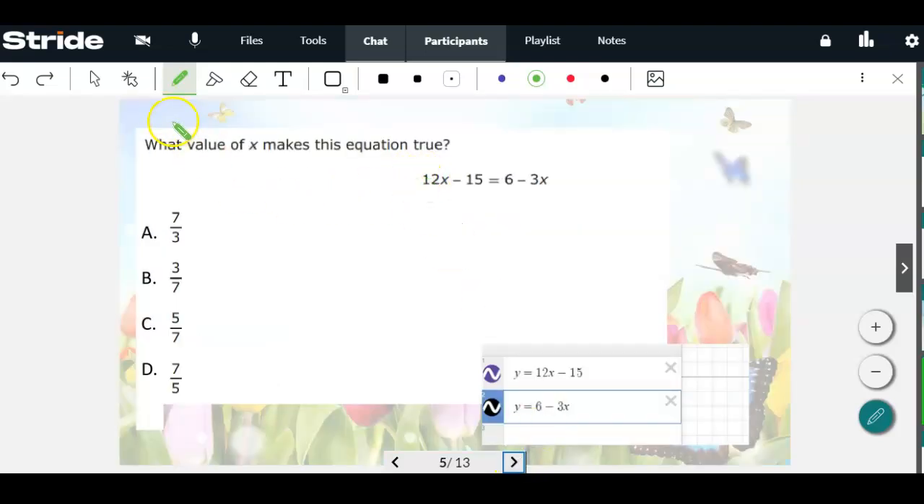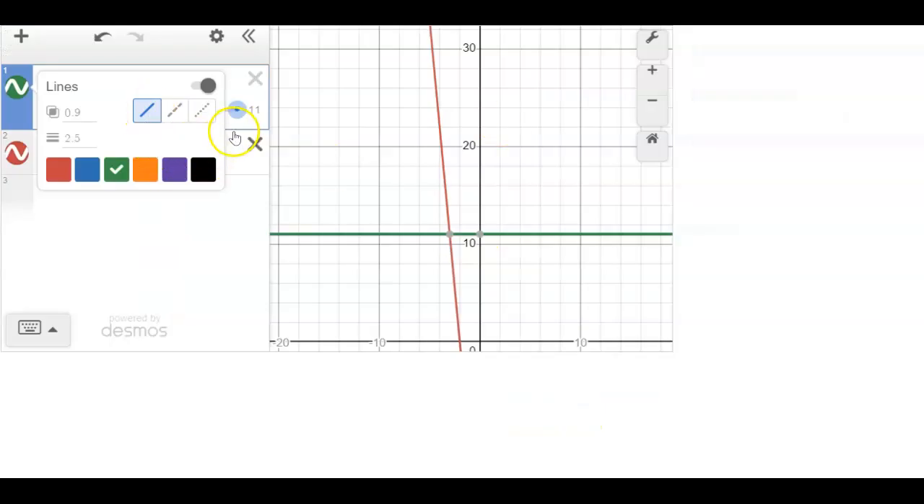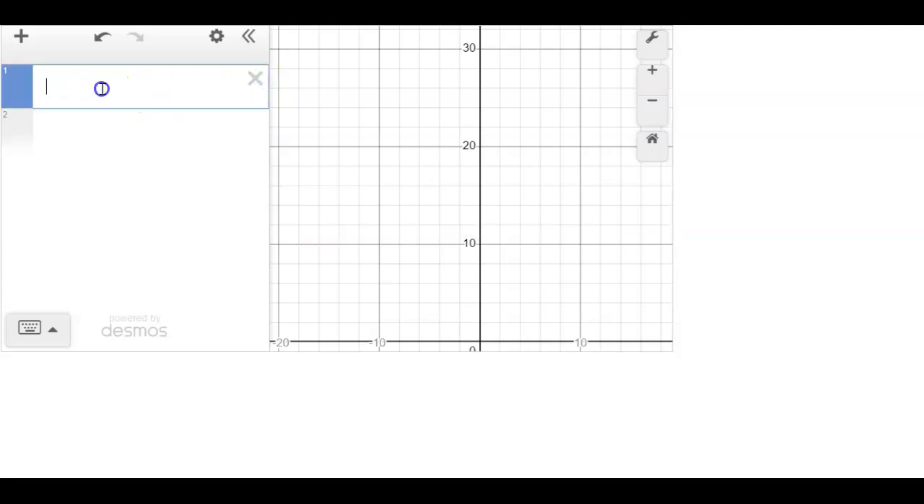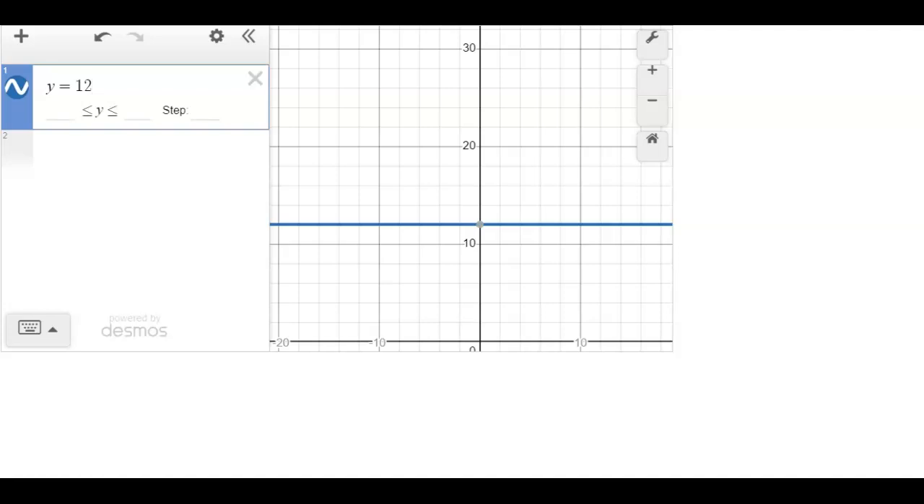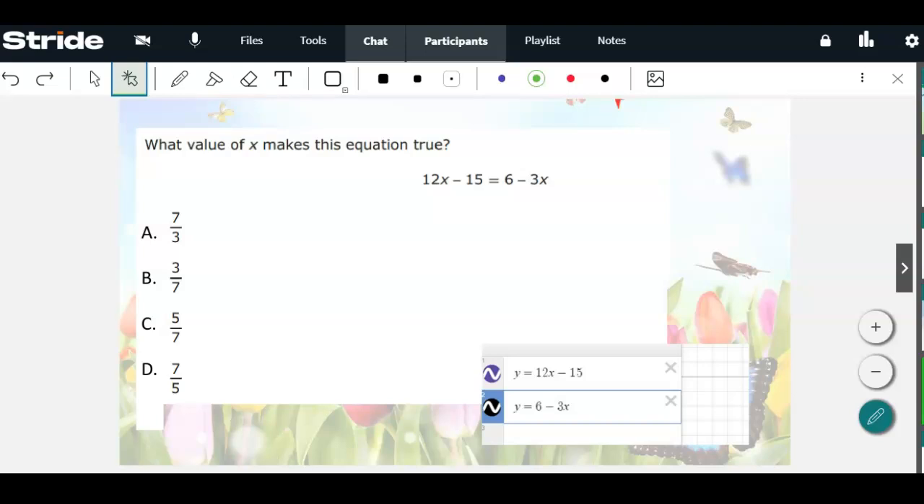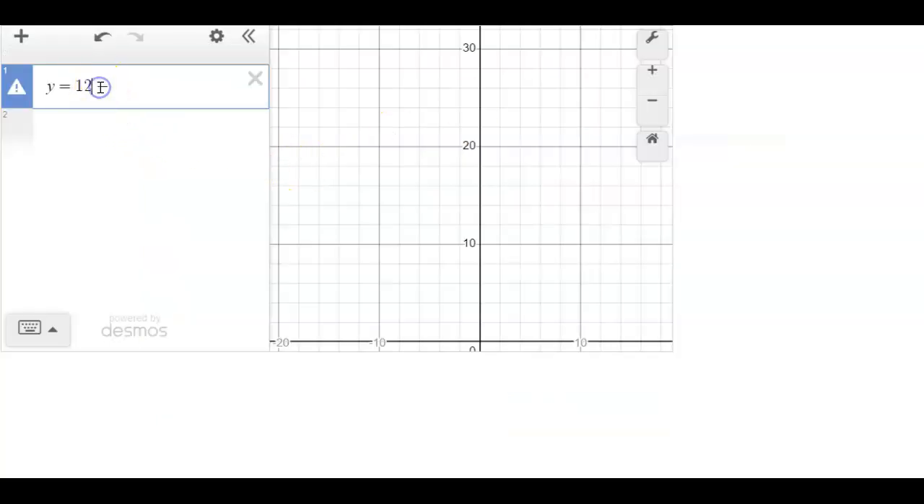All right, so here is the next one, and I showed you on the steps here, putting this into the calculator. You put this side in, you put this side in. So we're going to do 12x minus 15 and 6 minus 3x. So let's do that. Y equals 12x minus 15. Make sure you're using the letter x, not the multiplication sign.